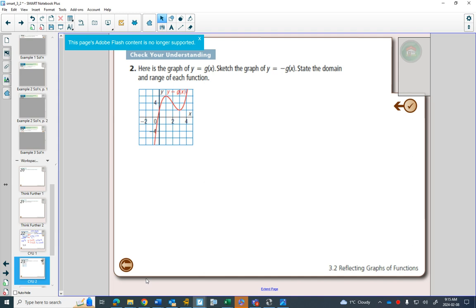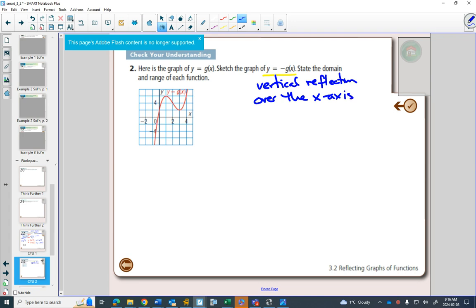So I see that negative g of x, and my brain goes through all of the things that that means. I see the negative is outside, so my brain thinks vertical reflection. If it's a vertical reflection, that is over the x-axis. The equation of the x-axis is y equals 0.